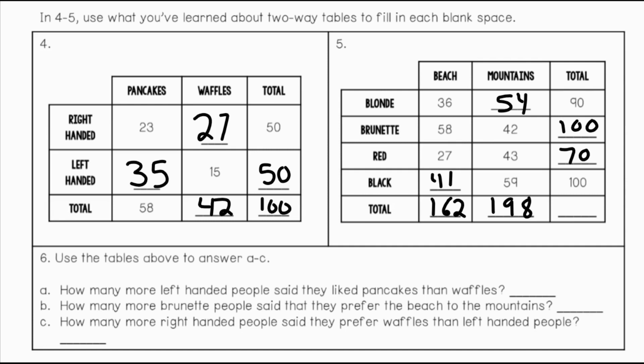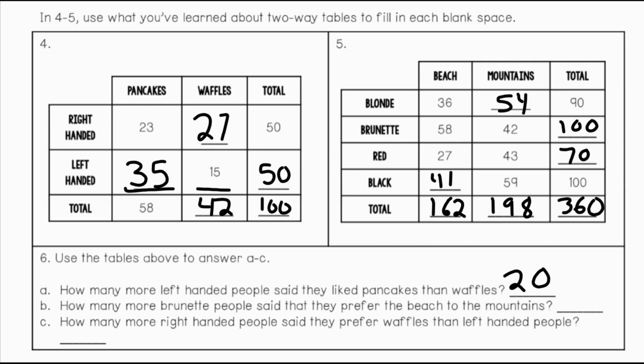Now I can find my total amount of people surveyed. I can do this by adding 162 and 198, or 90 plus 100 plus 70 plus 100. Both of these will add to 360. Now looking at question 6, use the table to answer A through C. How many more left-handed people said they liked pancakes than waffles? So here I'm going to look at the left-handed row. There's 35 people who prefer pancakes, 15 people who prefer waffles. 35 minus 15 is 20.